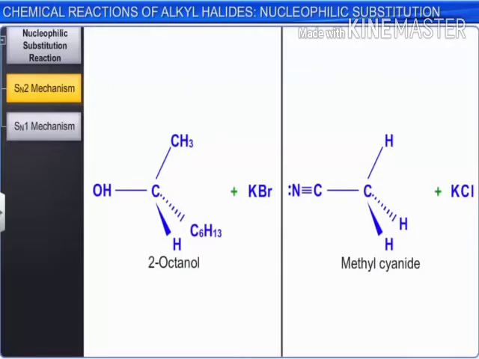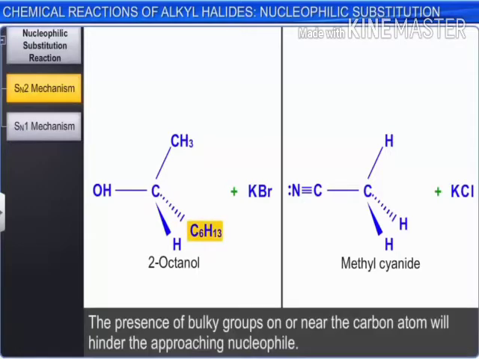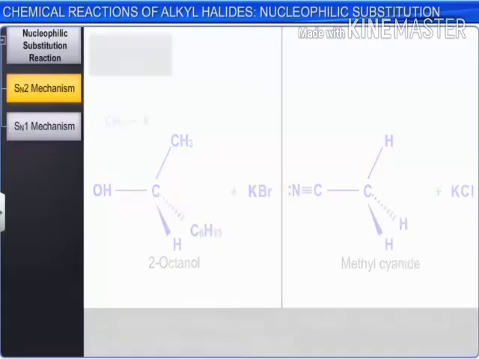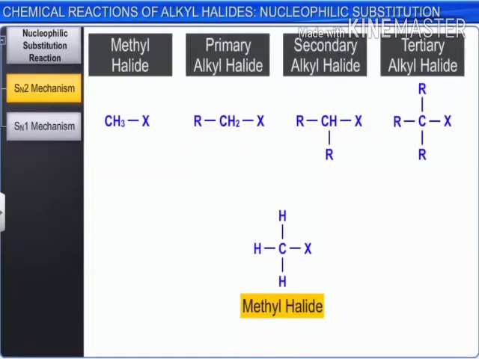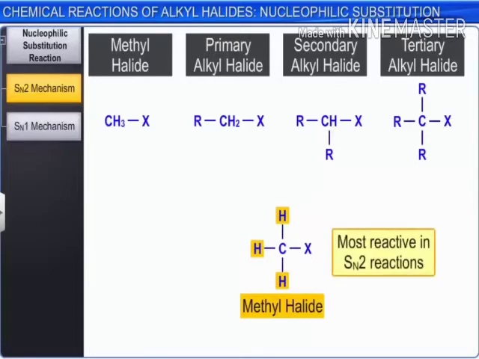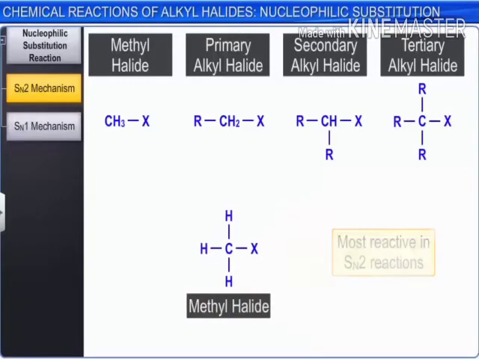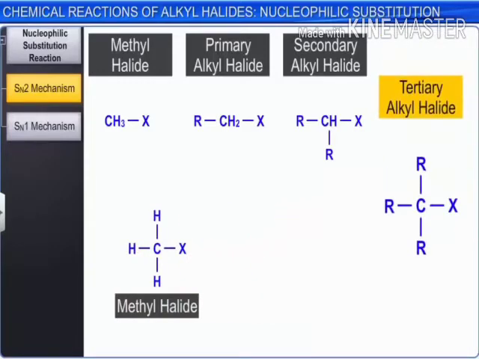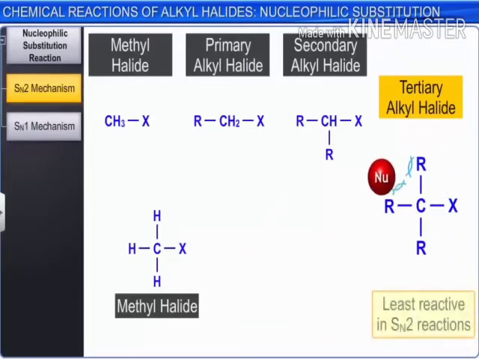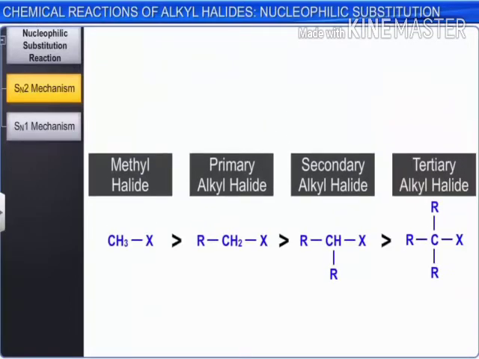As you've seen, the reaction involves the approach of the nucleophile to the carbon bearing the leaving group. Hence, the presence of bulky groups on or near the carbon atom will hinder the approaching nucleophile. Thus, among the alkyl halides, methyl halides, due to the presence of only 3 small hydrogen atoms, are the most reactive in Sn2 reactions. Tertiary alkyl halides, on the other hand, due to the presence of bulky groups, are the least reactive in Sn2 reactions. Thus, the order of reactivity of alkyl halides towards Sn2 reactions is as shown here.